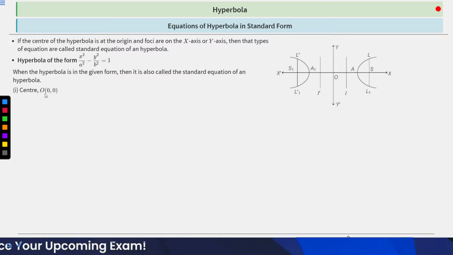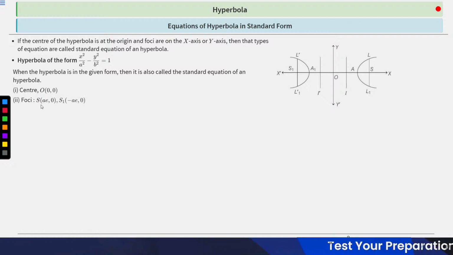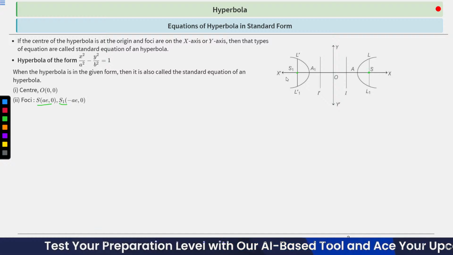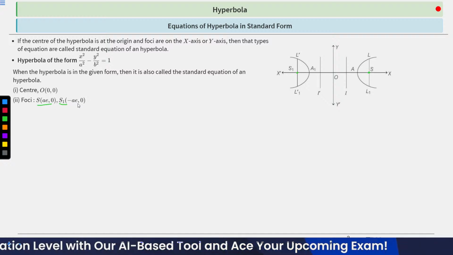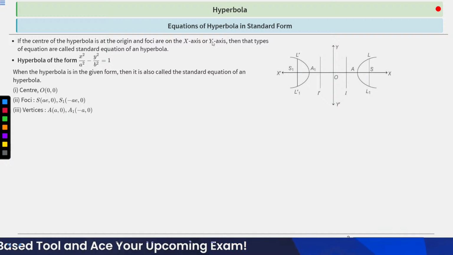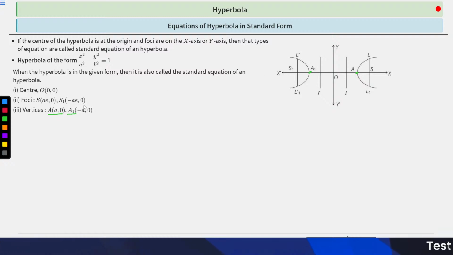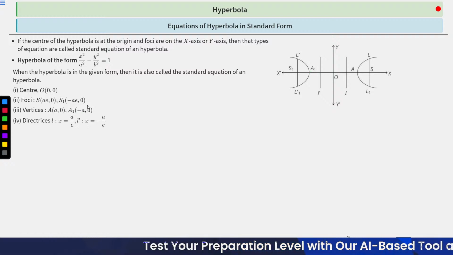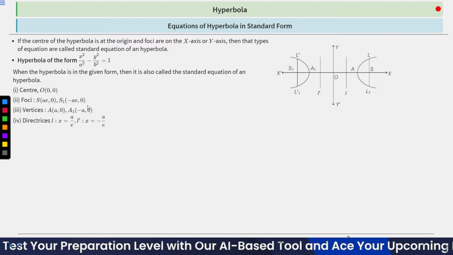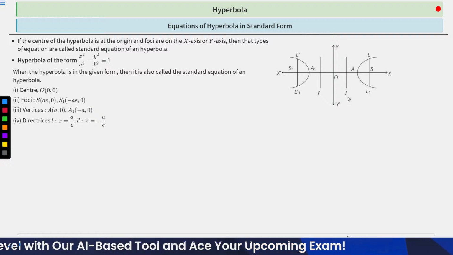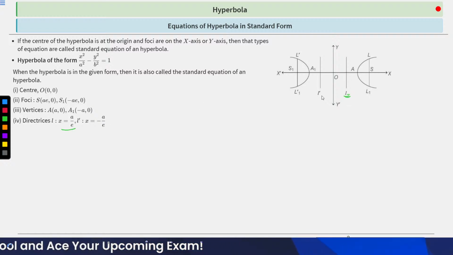From here you can say that the center is at the origin (0, 0), foci S and S1 have coordinates (ae, 0) and (minus ae, 0) respectively, vertices A and A1 are (a, 0) and (minus a, 0). The directrices' equations will be x is equal to a by e and x is equal to minus a by e.